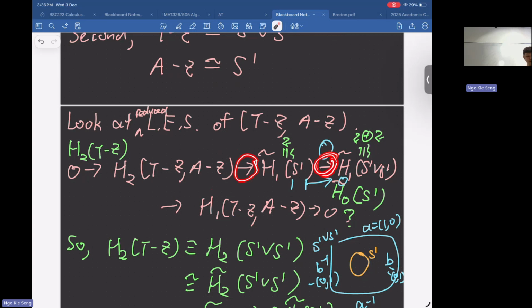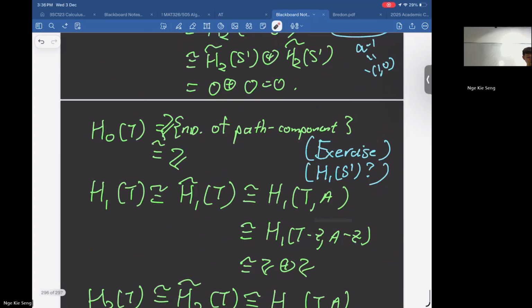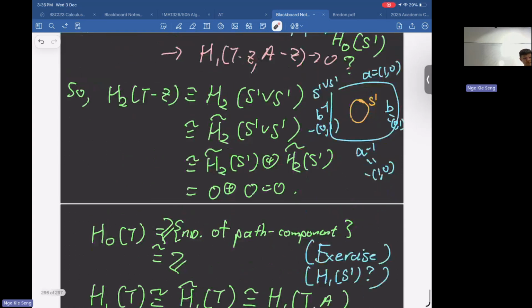Okay, so what does this mean? So the kernel in the image is everything. Okay, so it's injective and surjective. So it surjects onto the reduced homology of S1. First reduced homology of S1. So is that okay or not?